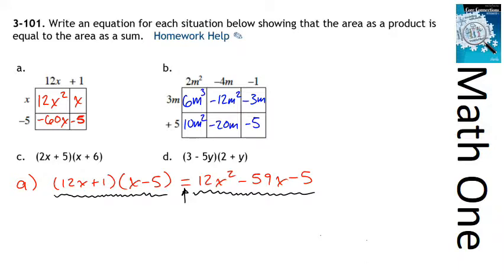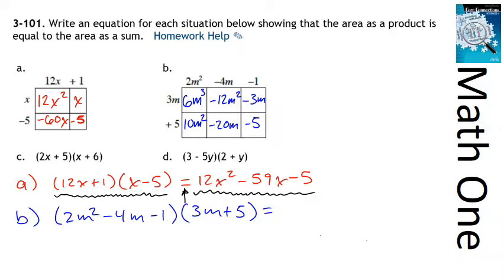So first of all, let's write it as the product of the dimensions. This would be 2m squared minus 4m minus 1. That's the dimension along the top. Times 3m plus 5.